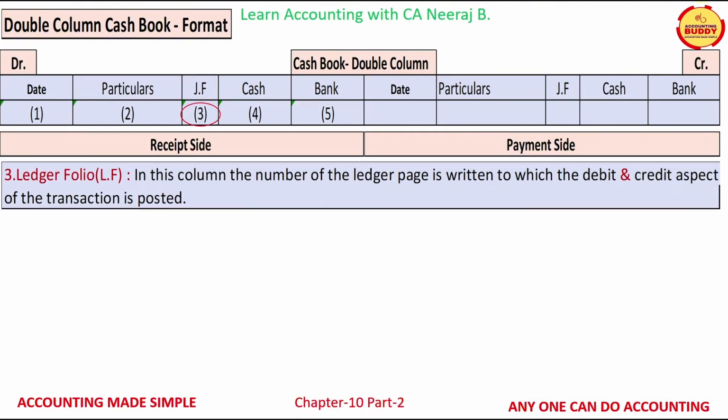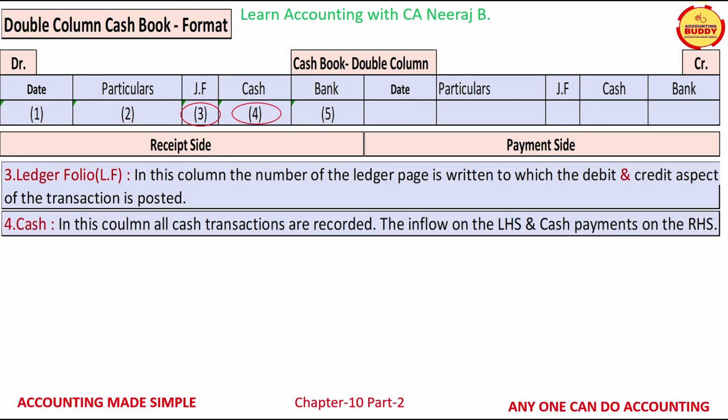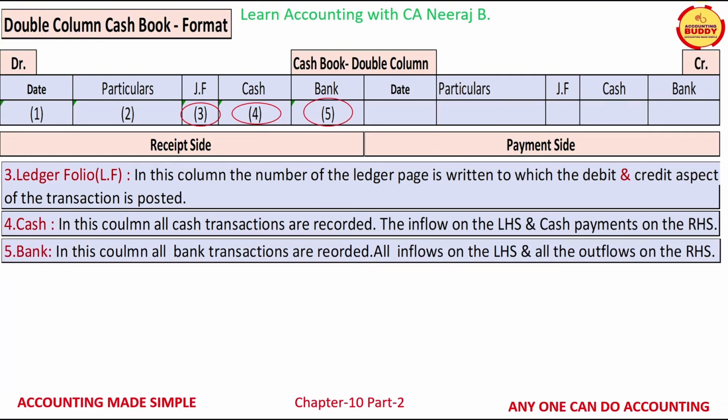Column number 3 is for ledger folio and is written as LF. In this column, the number of the ledger page is written to which the debit and the credit aspects of the transaction is posted. Column number 4 is to record all cash transactions. The cash inflow is recorded on the left hand debit side and the cash payments are recorded on the right hand credit side. Column number 5 is to record all bank transactions.